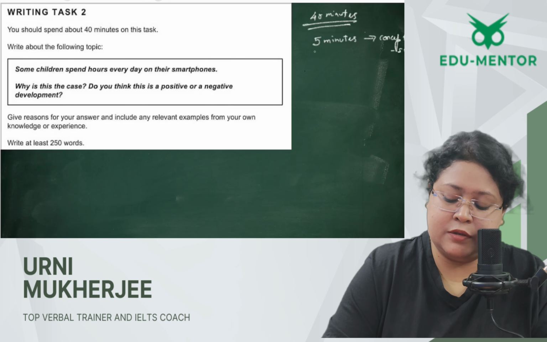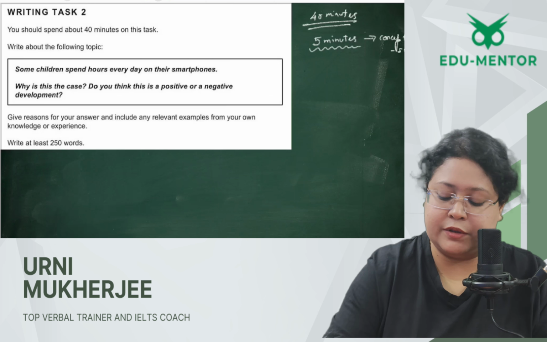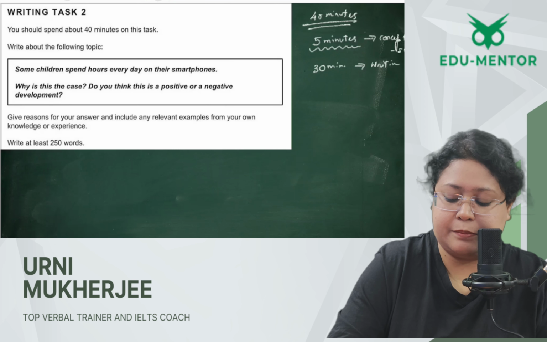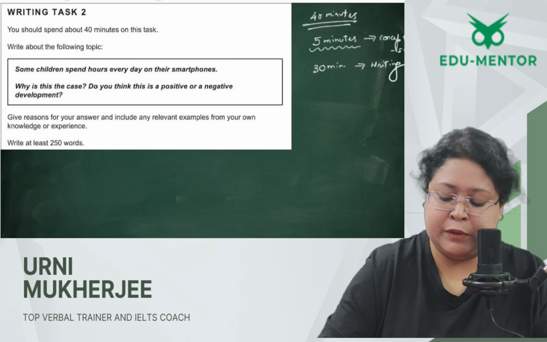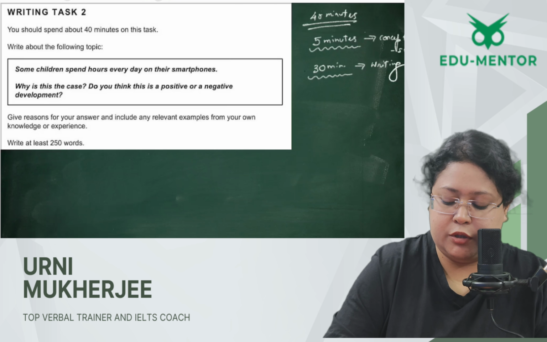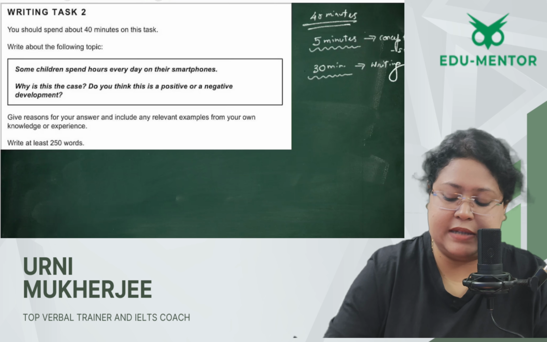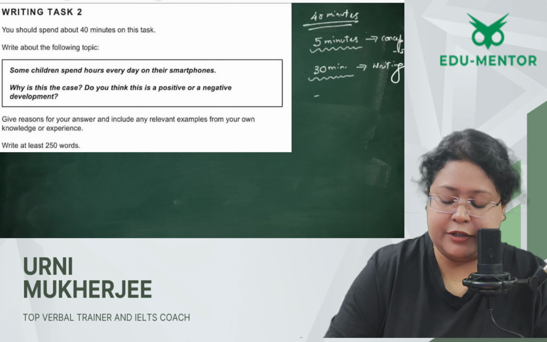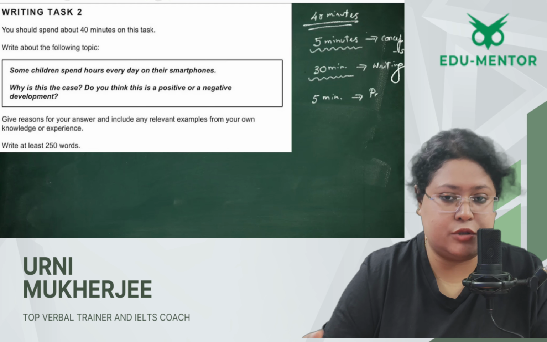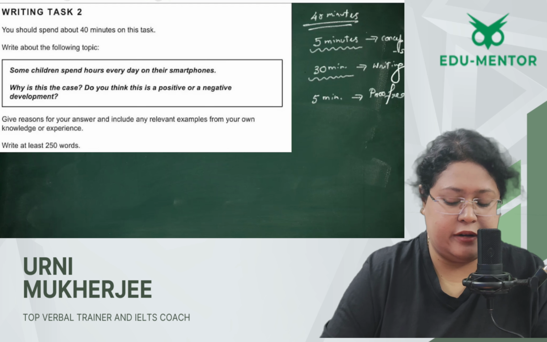So 40 minutes, usually how we break it down is that first of all, you have about 5 minutes to conceptualize. This is for your concept or conceptualization, right? Then the rest of, let's say, 30 minutes you spend in basically tackling the whole thing. You write your task response, you build your body paragraphs, you build your conclusion, draw your inferences, right?